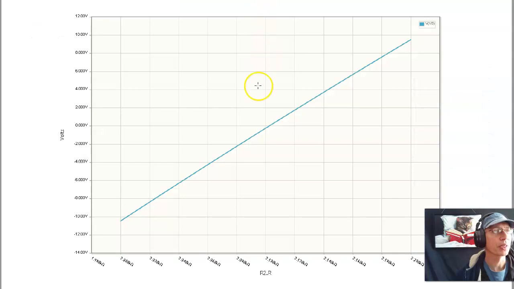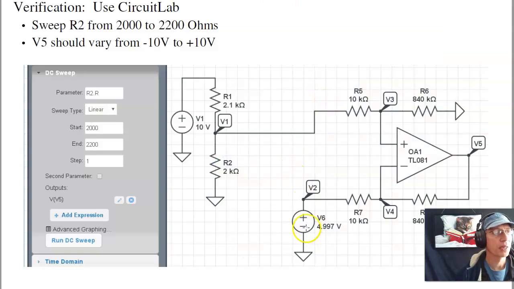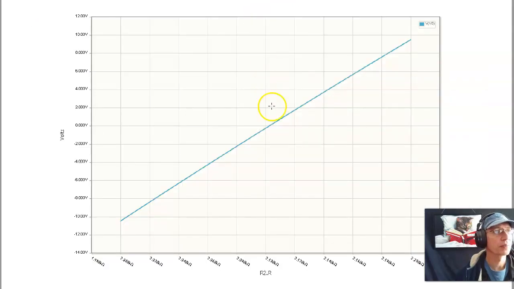So likewise, the analysis we did is a little bit off. I can adjust that by adjusting V6 to bring these back to minus 10 to plus 10 volts. But that's what the output looks like. And it's also not exactly linear. There's a slight bend in this. That's because voltage division is nonlinear. I'll get a little bend when I convert resistance to voltage using a voltage divider.